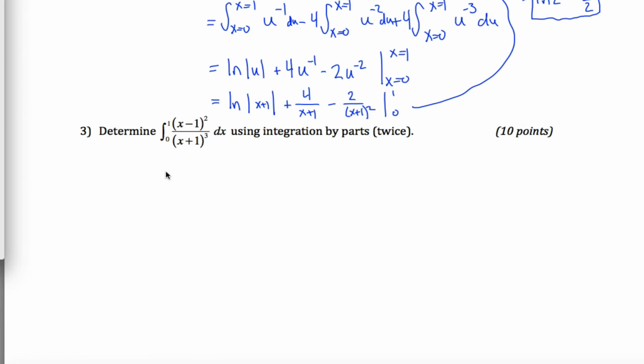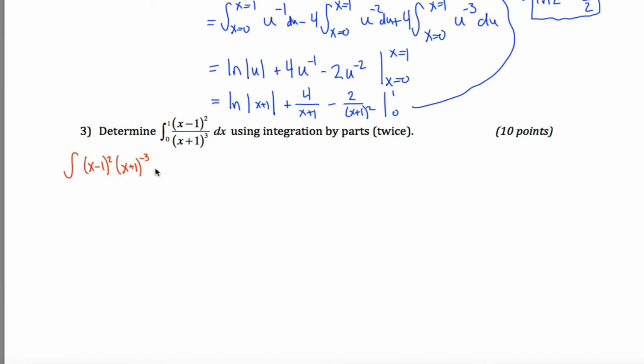Well, wait a minute. With integration by parts, I'm looking for something times something else. This looks like something divided by something else. Well, how about we think about this as the integral from 0 to 1. And actually, I'm not even going to write this. I'm going to first figure out the integral of x minus 1 squared times x plus 1 to the negative third power dx. I'm not going to worry about the limits of integration. I'm going to calculate this thing first and then go back and answer this question.